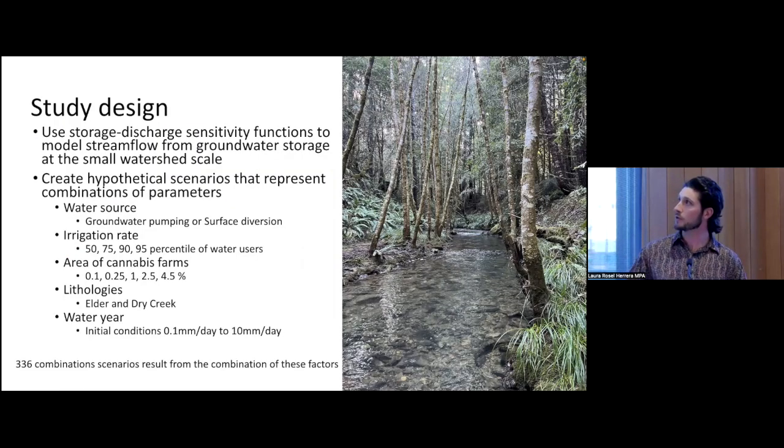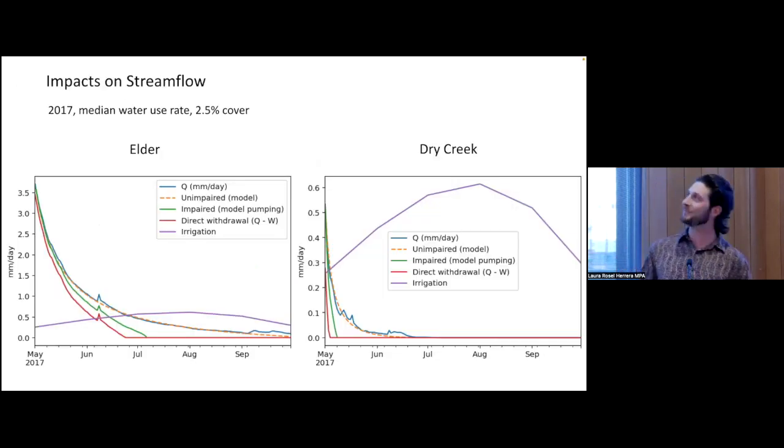Okay, so those are the different parameters that we involved, and we combined all of those parameters pairwise to create synthetic situations, and that resulted in 336 hydrographs that I'll summarize briefly. I'll pick out a couple to talk about these results. Okay, so these are hydrographs. This is the result of these storage discharge sensitivity functions. These are synthetic hydrographs for both Elder Creek on the left and Dry Creek on the right.